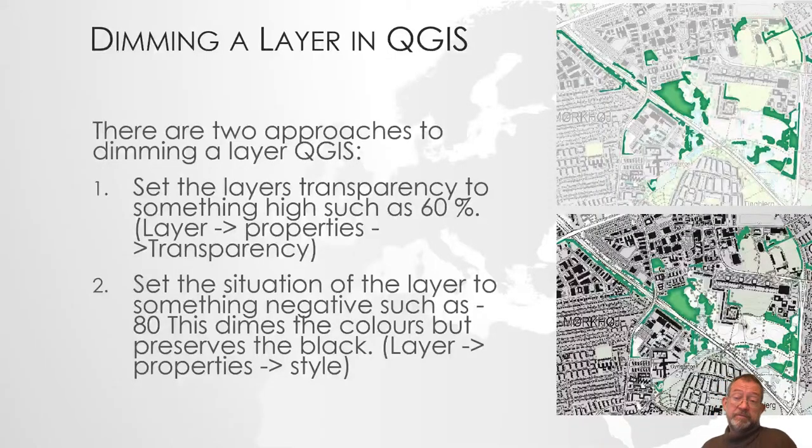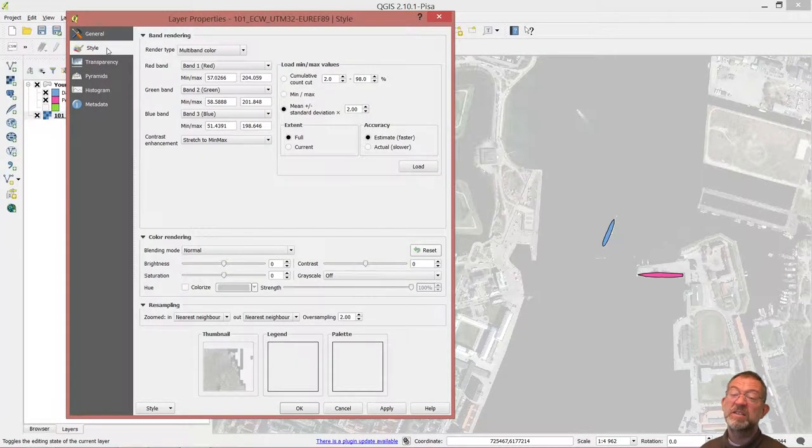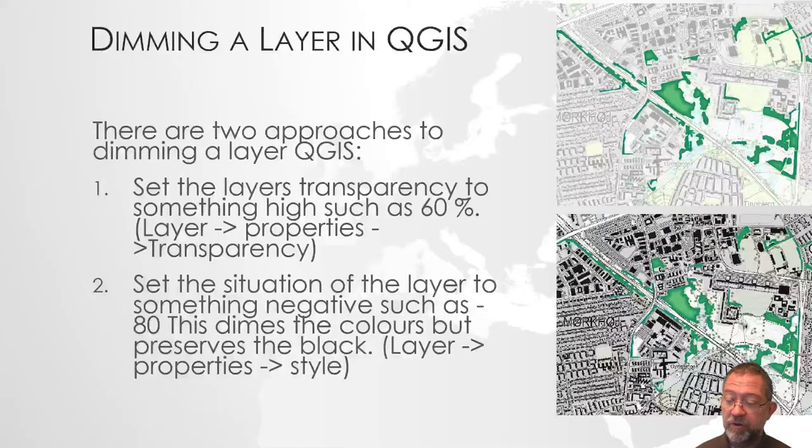So if you want to dim a layer in QGIS, you have these two possibilities. You can either use transparency, which typically works the best, and set that to 60 or something like it, or alternatively you can go in the symbology and style here and then downplay the saturation, which will convert the data set to being a less colored data set.